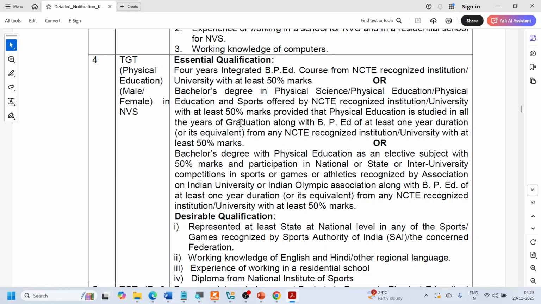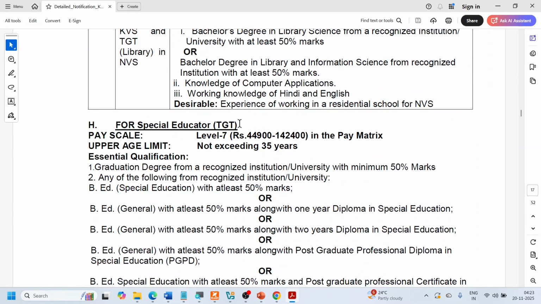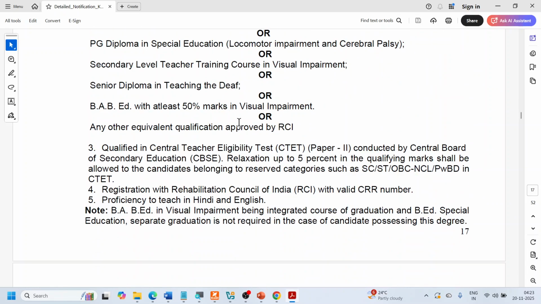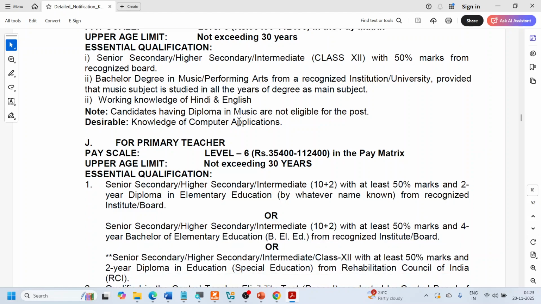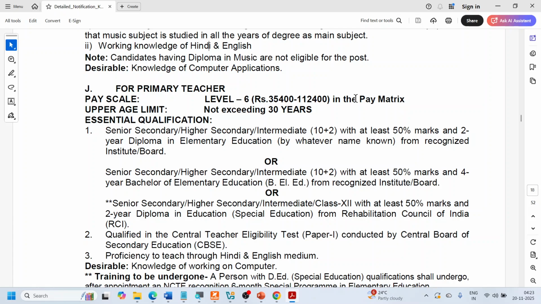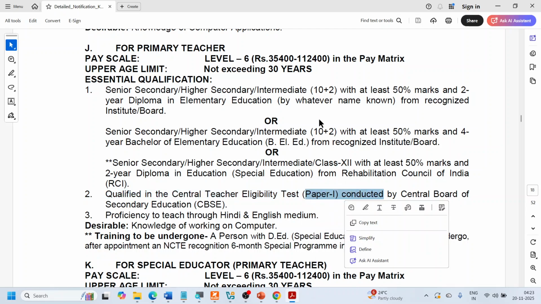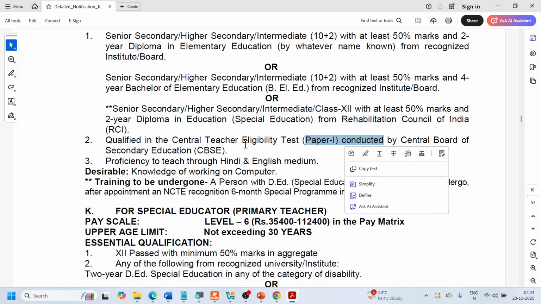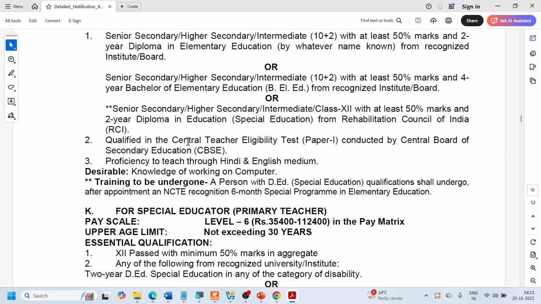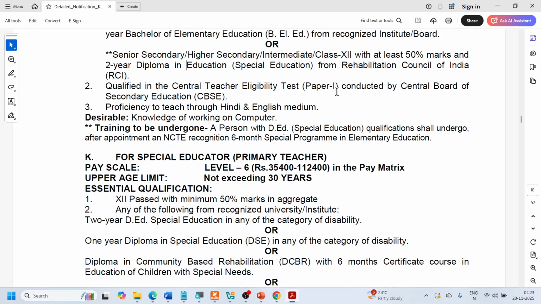Coming to the others, I won't talk much because it is going to be very lengthy. Now coming to the primary teachers, you can again apply for the primary teacher also. For primary teacher, you have to have the senior secondary, that is PUC, and then there is a test. You have to have the senior secondary, and then you must qualify the Central Teacher Eligibility Test paper 1. You might have cleared the second one in the previous post, which required paper 2. Here you have to clear paper 1.